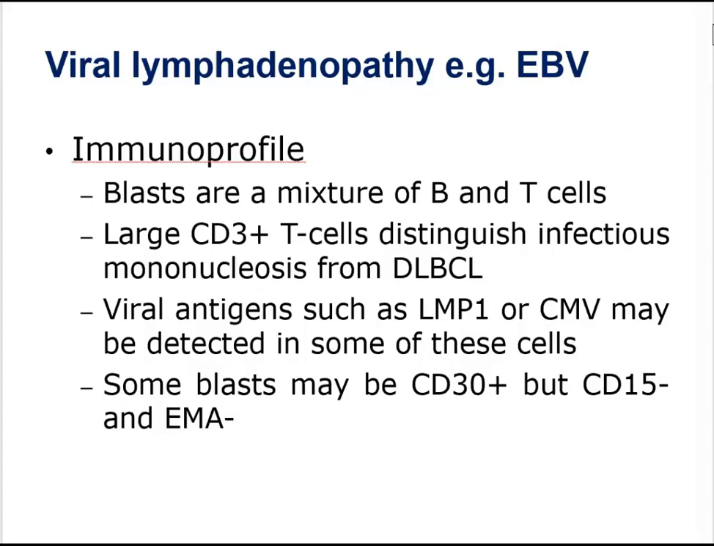The immunohistochemistry is helpful in that it shows a mixture of B and T cells, often with a predominance of medium and large CD3 positive T cells, and that may help distinguish infectious mononucleosis from a large B-cell lymphoma. Evidence of viral infections may be detected by immunostaining for LMP1 or CMV. The large Reed-Sternberg-like cells are CD30 positive, but are usually negative for CD15 and EMA.